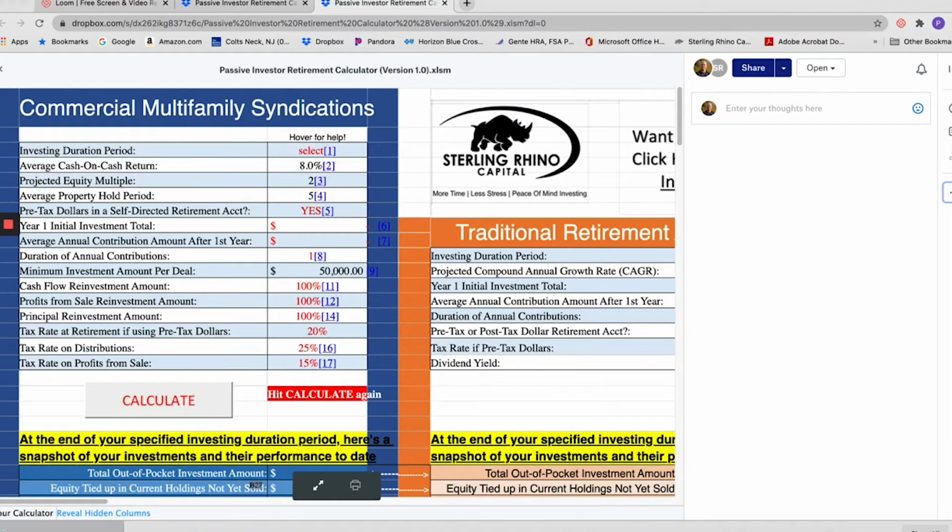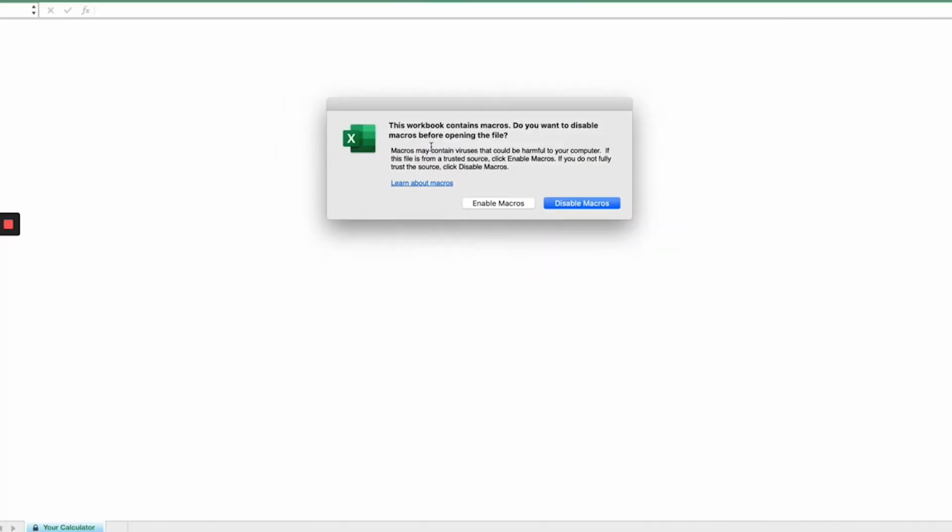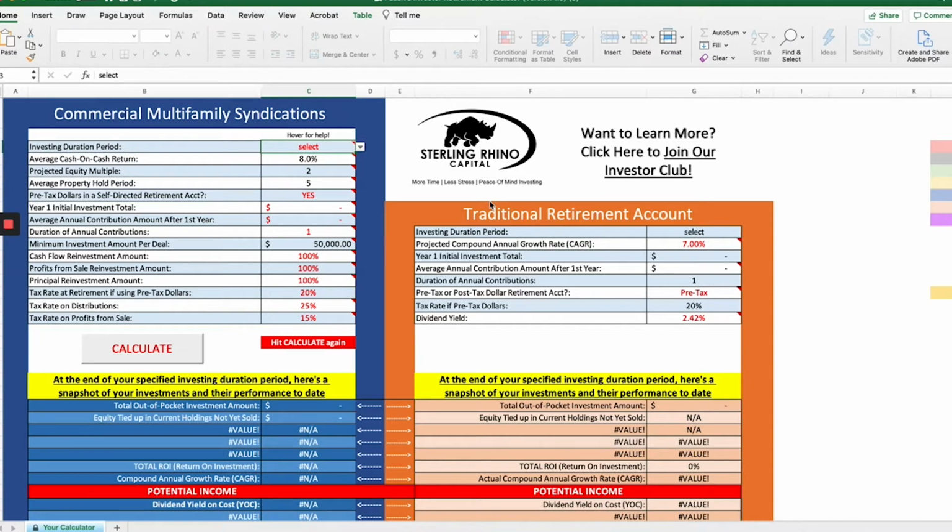So it's downloaded. When you open your file, it will tell you that this workbook contains macros. You need to enable macros. This is a safe file. If you do not hit enable macros, the calculator will not work. So enable macros, and here is your calculator.